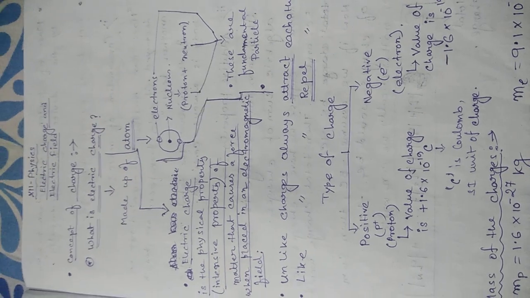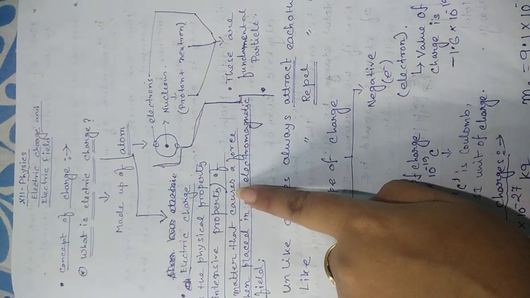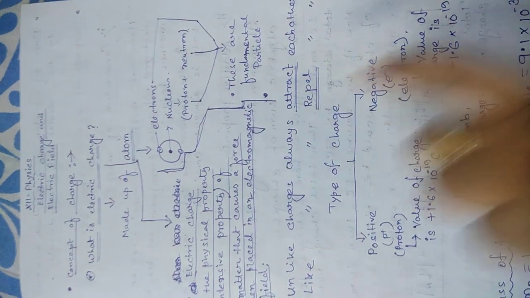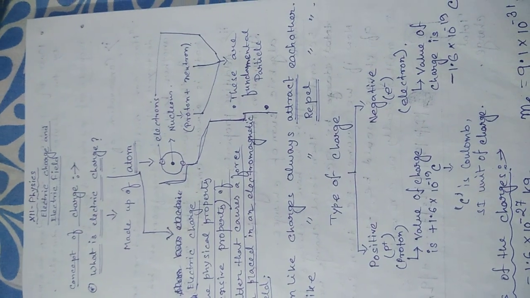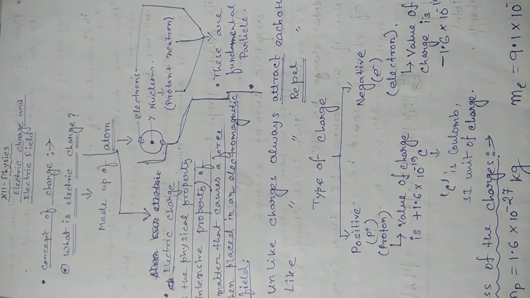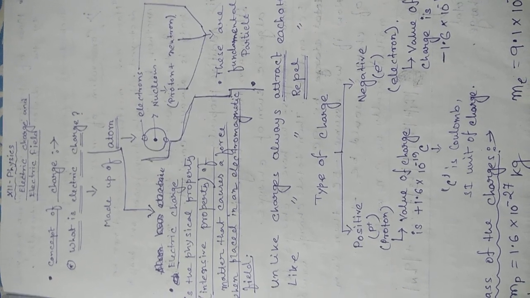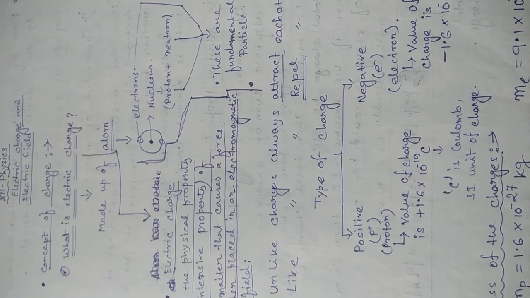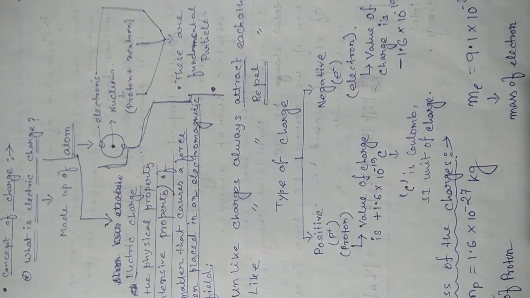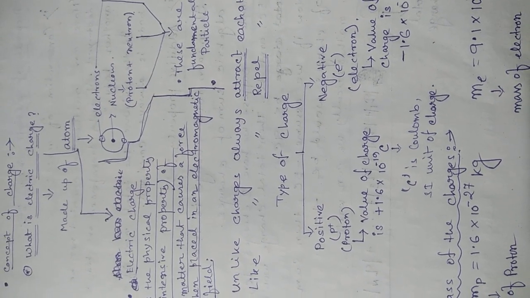Okay, so in this definition of electric charge, that it causes a force, this force is of two types: either it will be an attractive force or it will be a repulsive force. And we know that repulsion is a conclusive test of electrification. Okay, now let's talk about the types of charges. We know that we have two types of electric charges. One is positive, another one is negative.